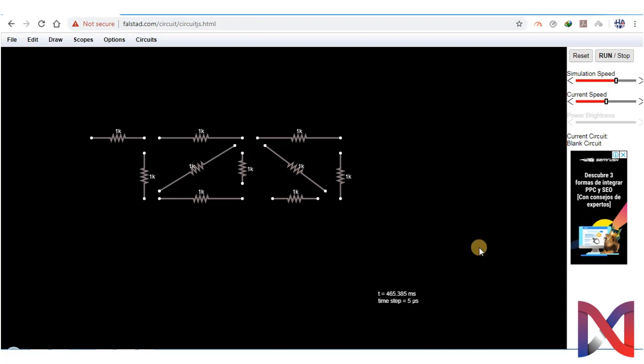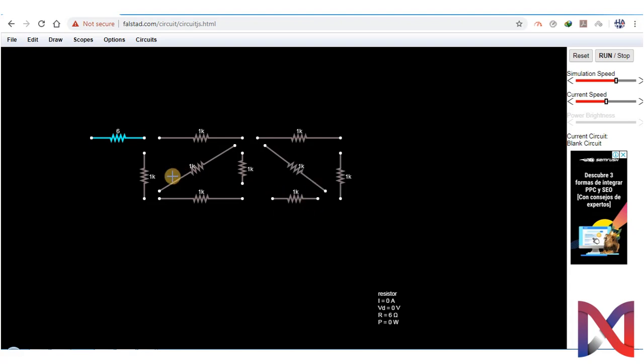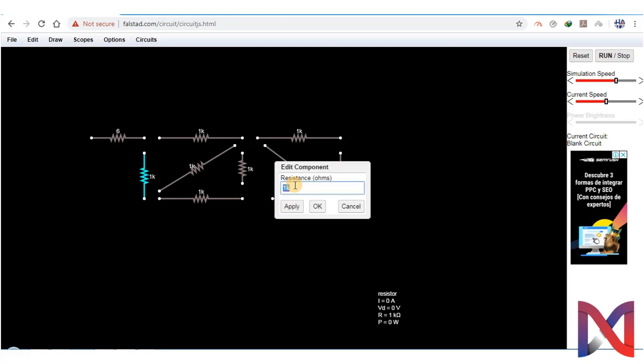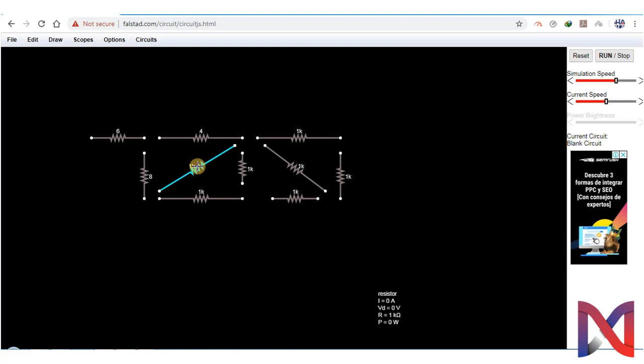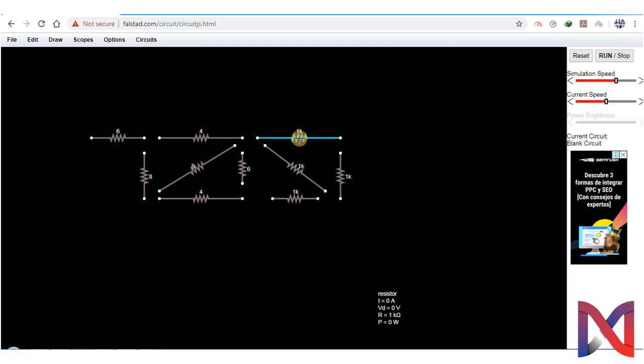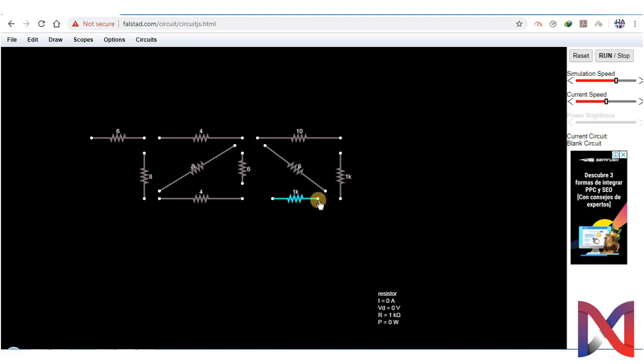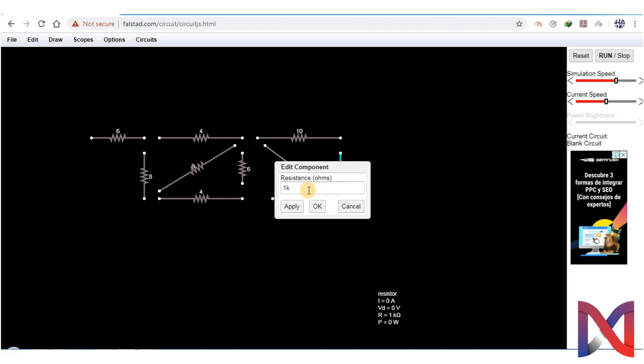Here we go. We have connected 10 resistors. Now we will change its values. Starting from R1, double clicking on it, we will get an option of changing its value. R2 was of 8 ohm, R3 was of 4 ohms, R4 was of 8 ohms as well, R5 was 4 ohm, R6 was 6 ohms, R8 was 10 ohms, R9 was 6 ohms, R7 was 8 ohms, and R10 was 2 ohms.